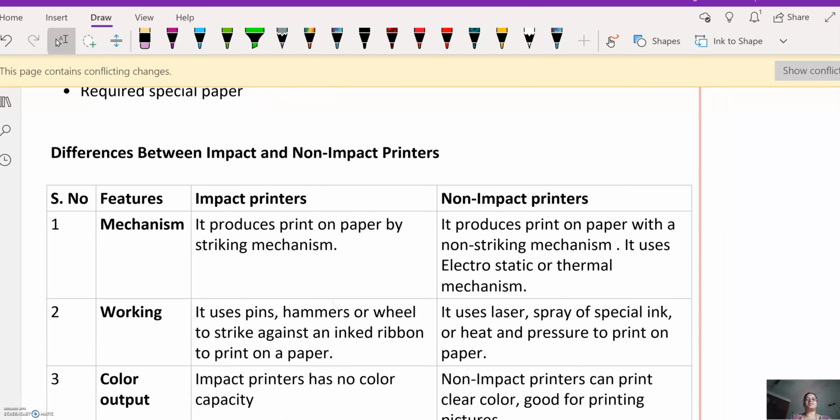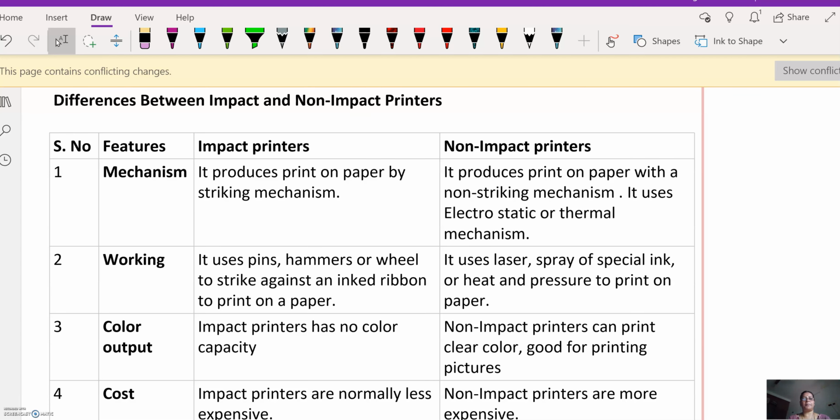Now we will see the difference between impact printers and non-impact printers. First we will discuss the mechanism. Based on the mechanism, an impact printer produces print on the paper only by striking. The hammer strikes the paper, and thereby we are able to generate the output. Whereas in non-impact printers, there is no concept of striking, so it is a non-striking mechanism. Rather, it uses either an electrostatic mechanism or a thermal mechanism. Based on the technology, we classify them as electrostatic or thermal.